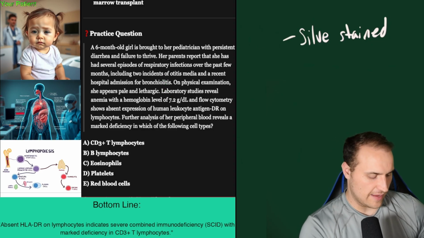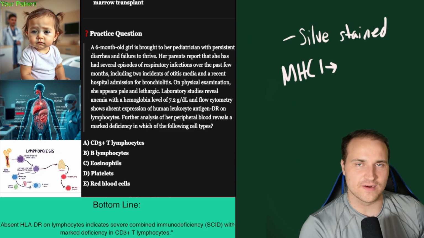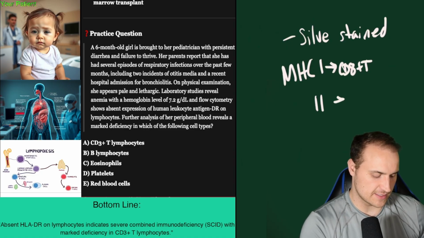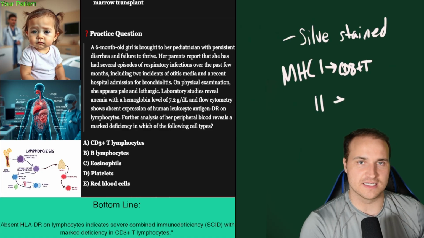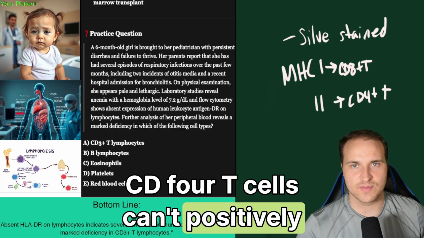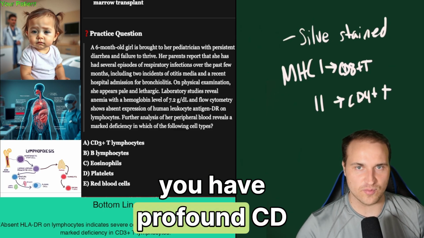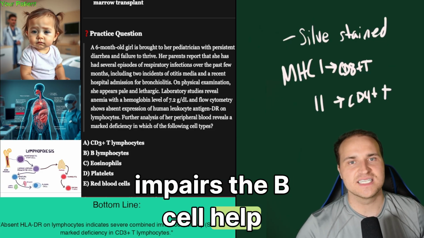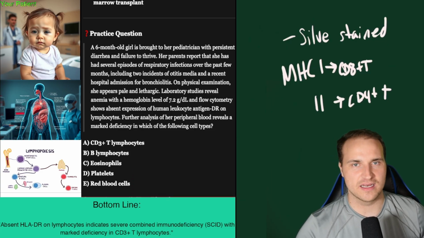All right, so we have to know MHC1 interacts with CD8 positive T cells. MHC2 interacts with CD4 positive T cells. And if MHC2 is missing, then CD4 T cells can't be positively selected for in the thymus, and you have profound CD4 deficiency. That impairs the B cell help and the antibody production, so you get combined humoral and cellular immunodeficiency. All right, so if you have an absent HLA-DR on flow cytometry, then think of an MHC2 deficiency.